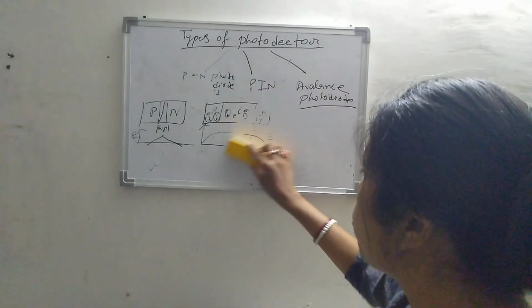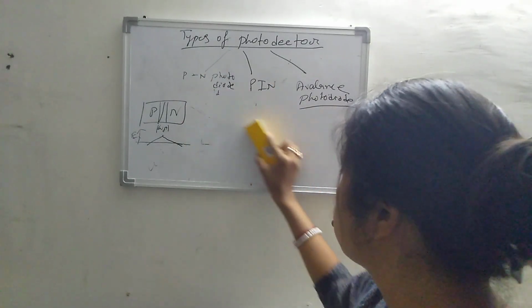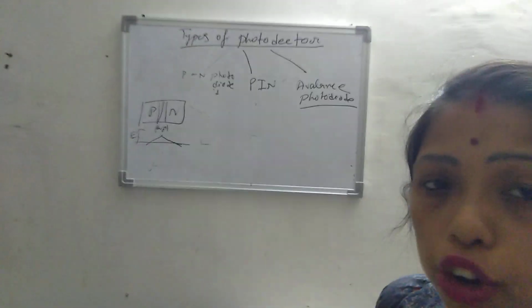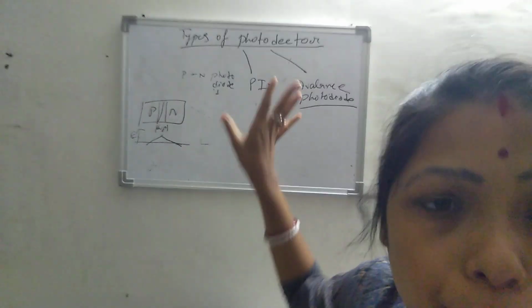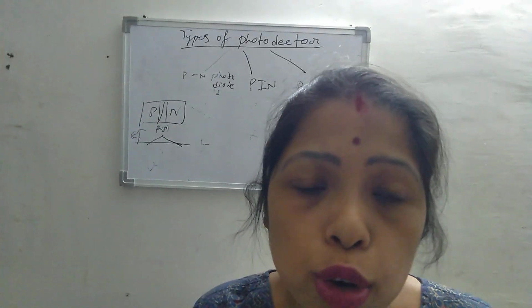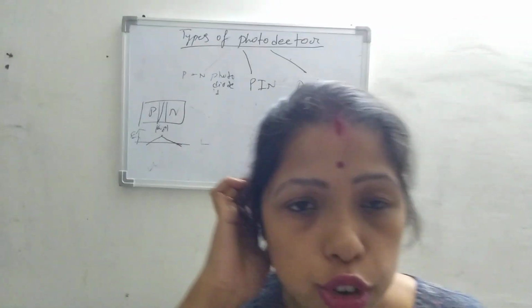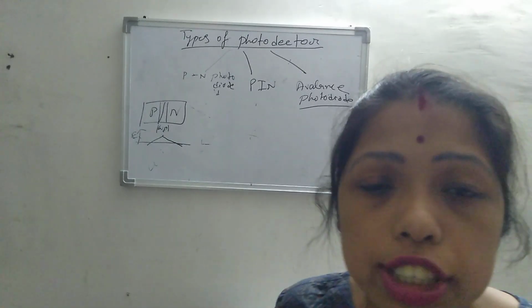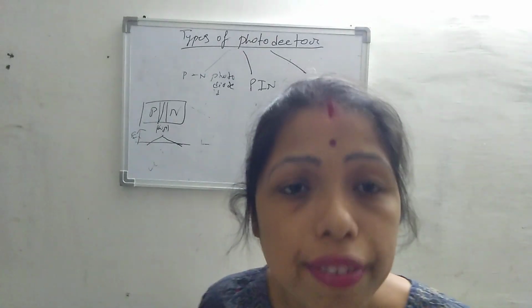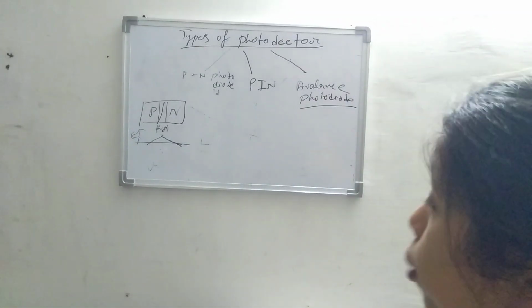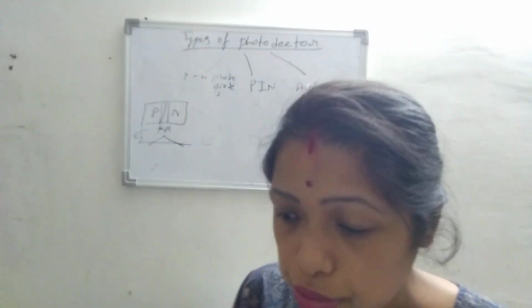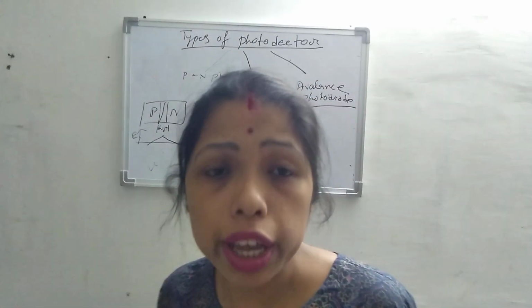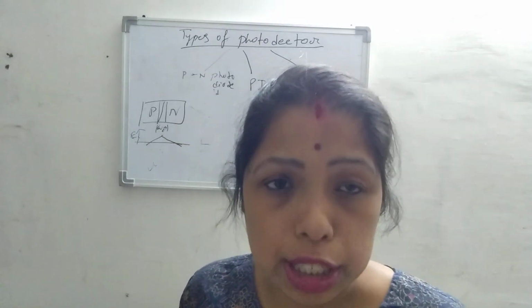Okay. Now coming to the avalanche photodiode. The structure is almost the same as the PIN photodiode, so I'm not going into the structure. I'll just discuss the working principle of the avalanche photodiode. So what will happen in the case of the avalanche photodiode? We have to apply a large reverse bias.